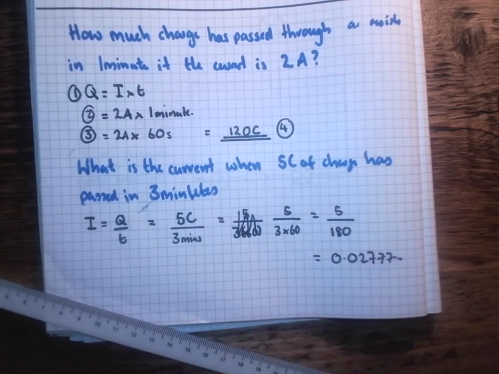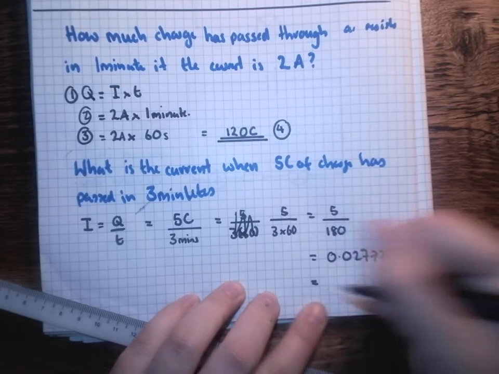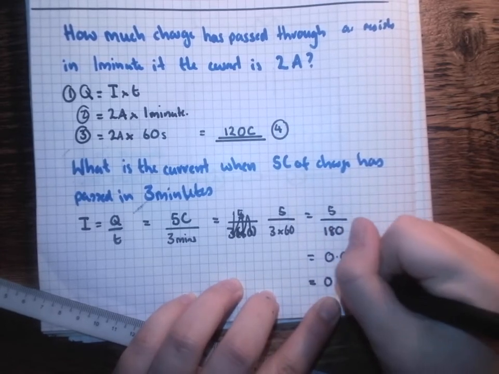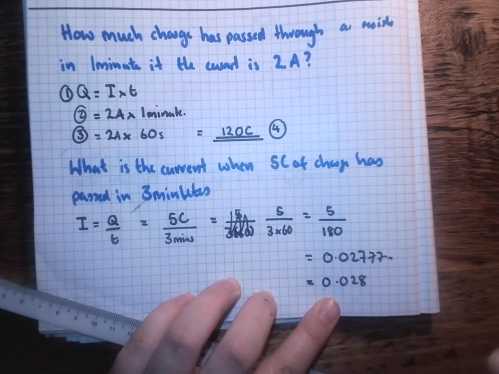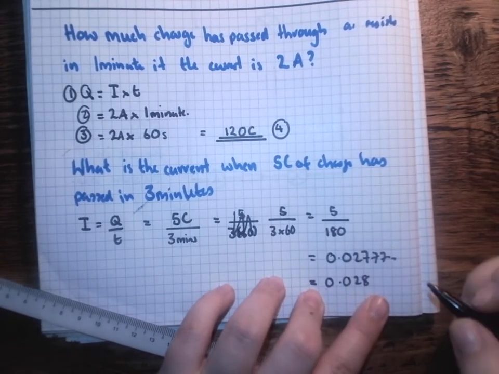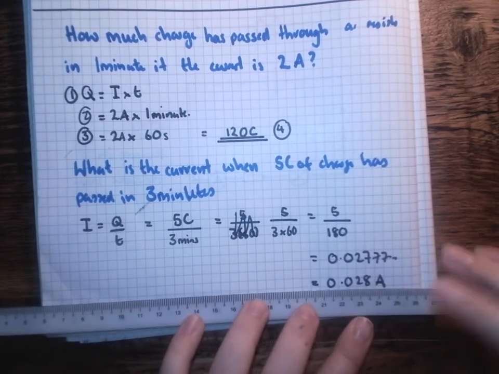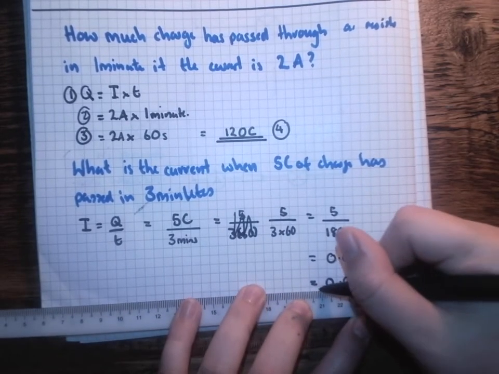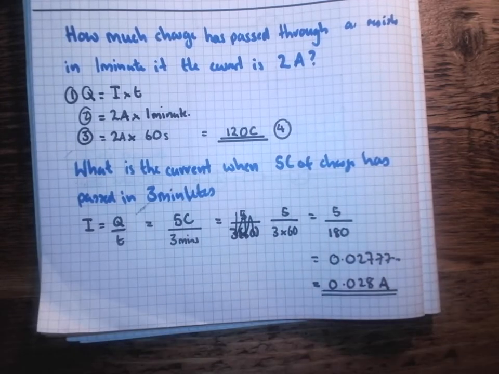0.027777, carrying on. And I don't like that. We don't give our answers like that. So what we're going to say is that it is equal to 0.028, rounding to 1 or 2 significant figures in this case. And then I'm going to make sure I've got my answer in amps. In this case, I can also put that down like so. Again, making it really clear.